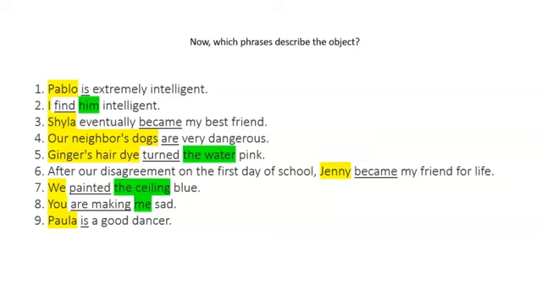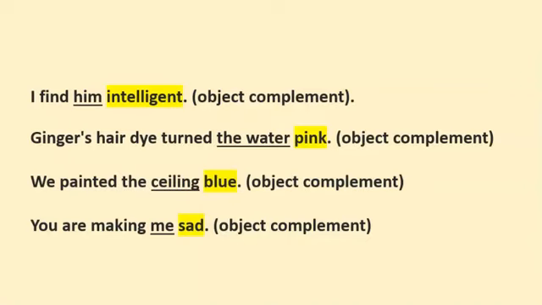Now the next step is to figure out, is there a phrase which describes the object? Well, yes, there is, as a matter of fact. So I find him intelligent. Him is the object, intelligent describes him. That is our object complement in yellow. Here the word pink describes not Ginger's hair dye, but the water. So it's an object complement. That one's a bit tricky. Blue describes the ceiling. Sad describes me, not you.